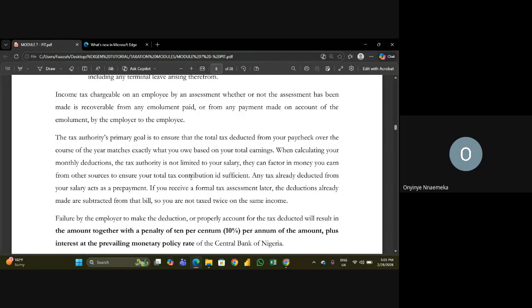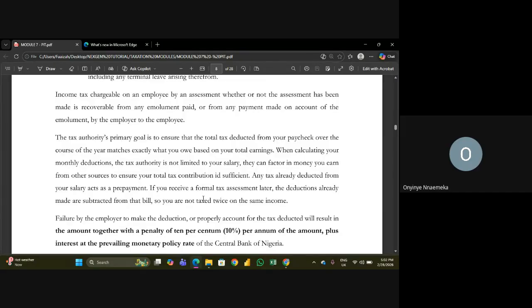Do you get? So any tax already deducted from your salary acts as a prepayment. If my boss already paid PAYE on my behalf, my boss has paid my tax for my salary. When I now calculate my assessment later by myself, and I say this is my total tax, I will remove the money that my boss has already paid for me before paying the remaining balance. Let's proceed. If you receive a formal tax assessment later, deductions already made are subtracted from that bill so that you are not taxed twice on the same income. So the reason why I'll be removing my PAYE from my self-assessment is because somebody has paid on my behalf before. I have to remove what they paid before paying the remaining balance.